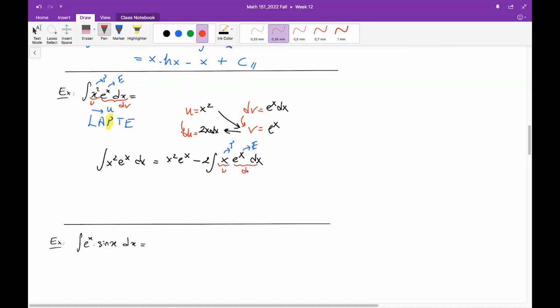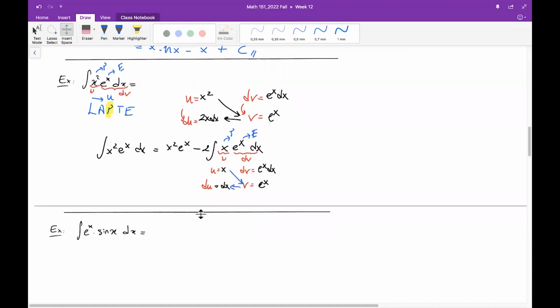This is u, this is dv. Similarly to what we did above, u and dv are chosen. Okay, from u to du, from dv to v, we will compute. u is x, that's why du is dx. e to the power x dx, v is e to the power x. And then we multiply in the direction of the arrows.